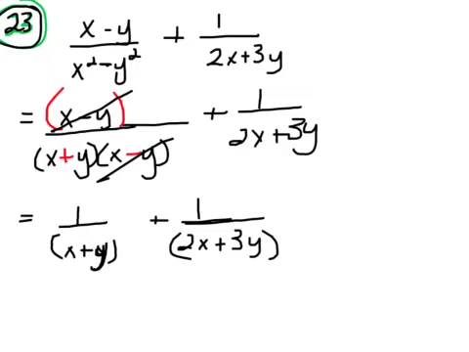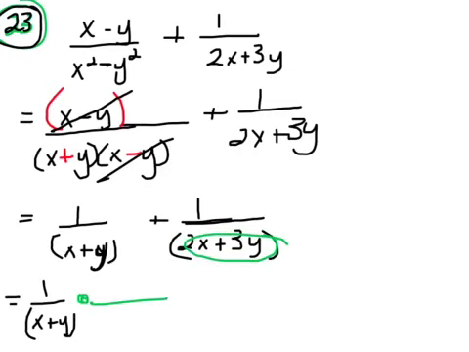Sometimes if it had been 2x plus 2y, we could have just factored a 2 out. It would have been a whole lot easier to make that common denominator. It just doesn't work here, does it? So the first fraction, the 1 over the x plus y, if I'm thinking about a common denominator, it's going to need this right here to get the common denominator. So it's going to be 2x plus 3y.